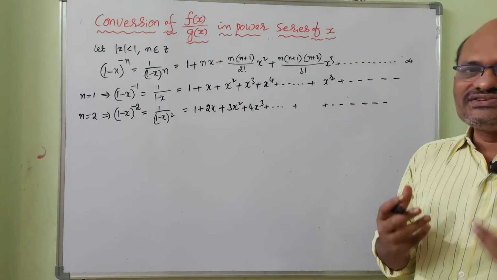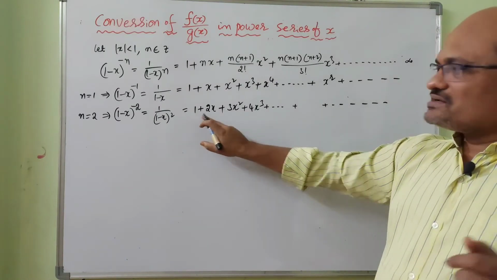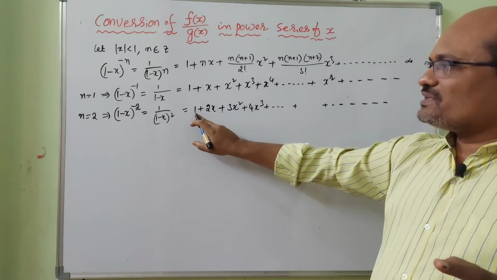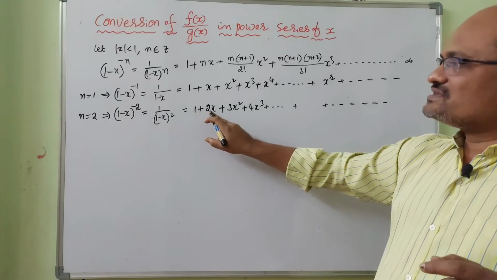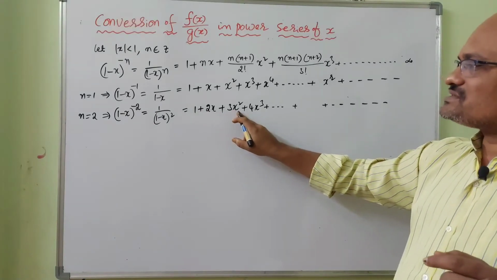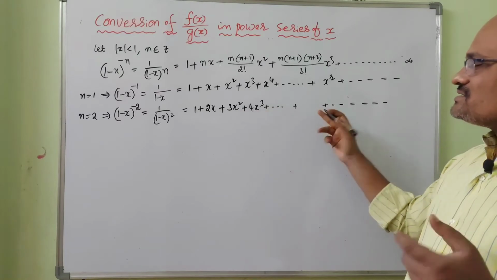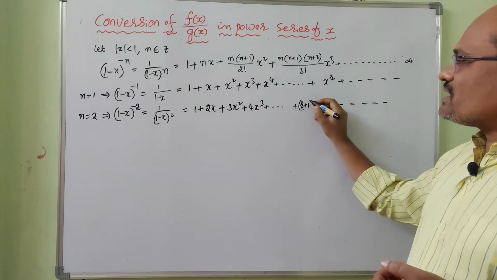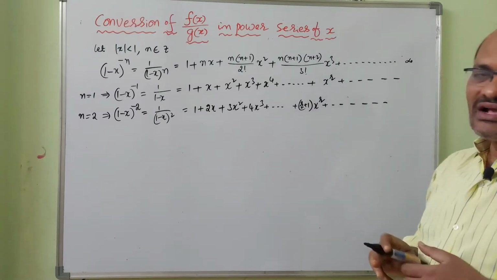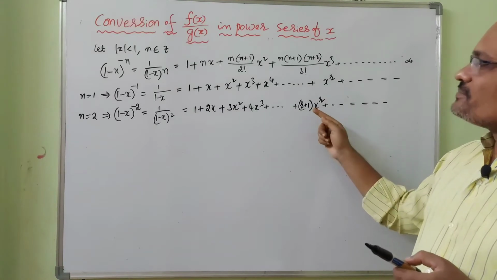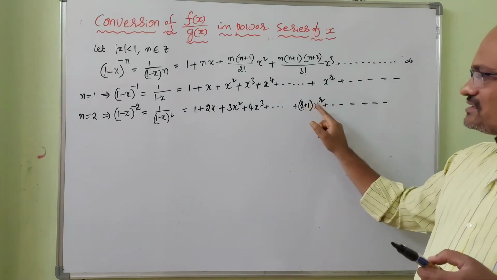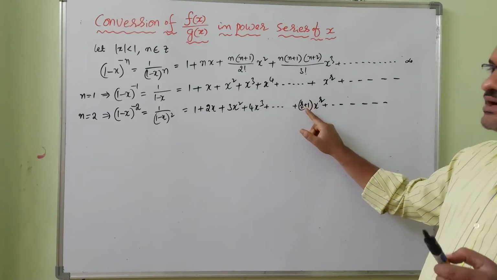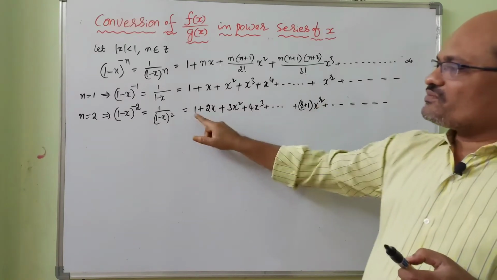Now I want to write what is the general term for this. Look, first term is 1, second term is 2 into x. First term is 1, no, 1 can be written as 1 into x power 0. This is 2 into x power 1. This is 3 into x square. 4 into x cube. Like that the general term, in powers of r, can be written as r plus 1 into x power r. Please observe, if you put r value 0, what do you get? The first term, 1. 0 plus 1 is 1, 1 into x power 0, 1 you will get.